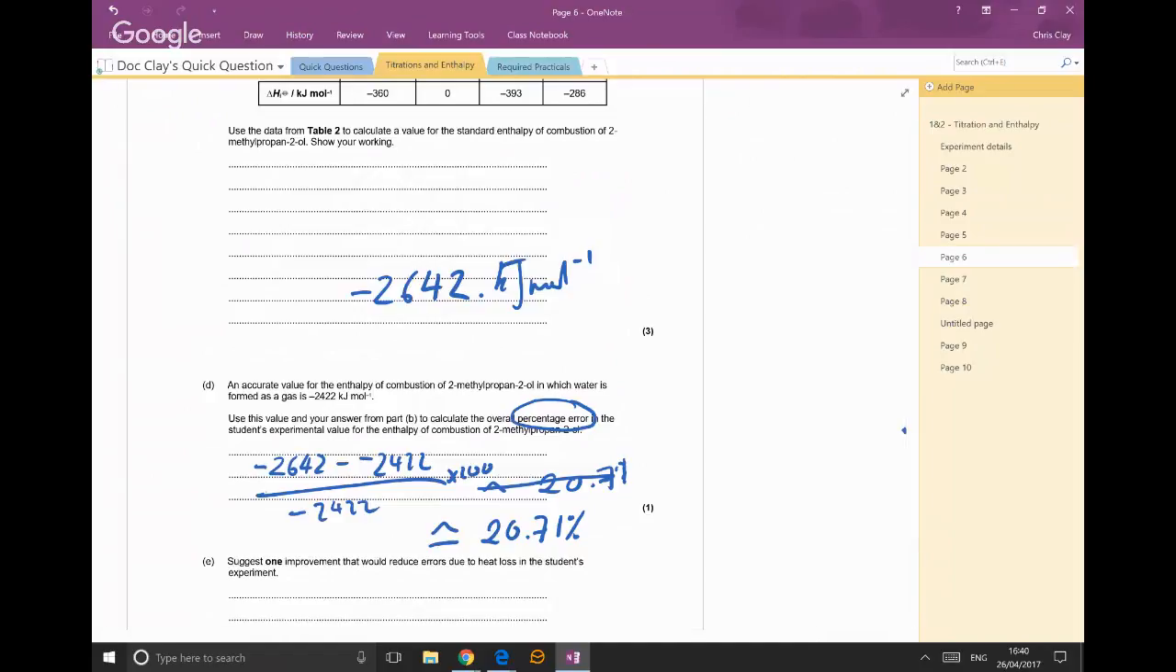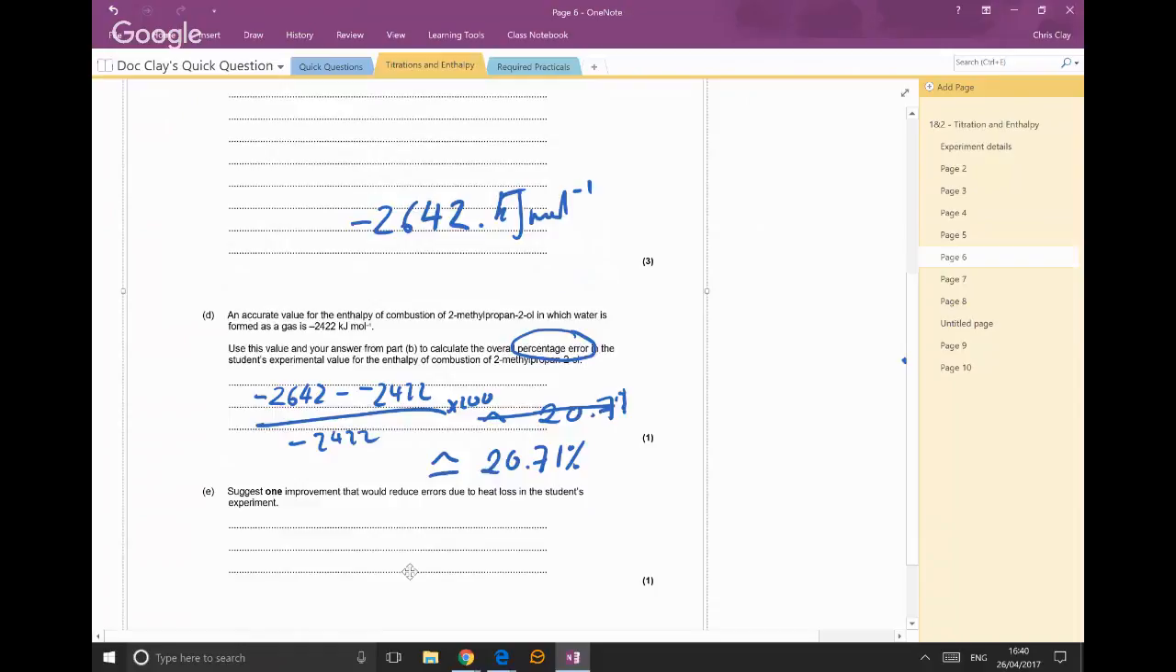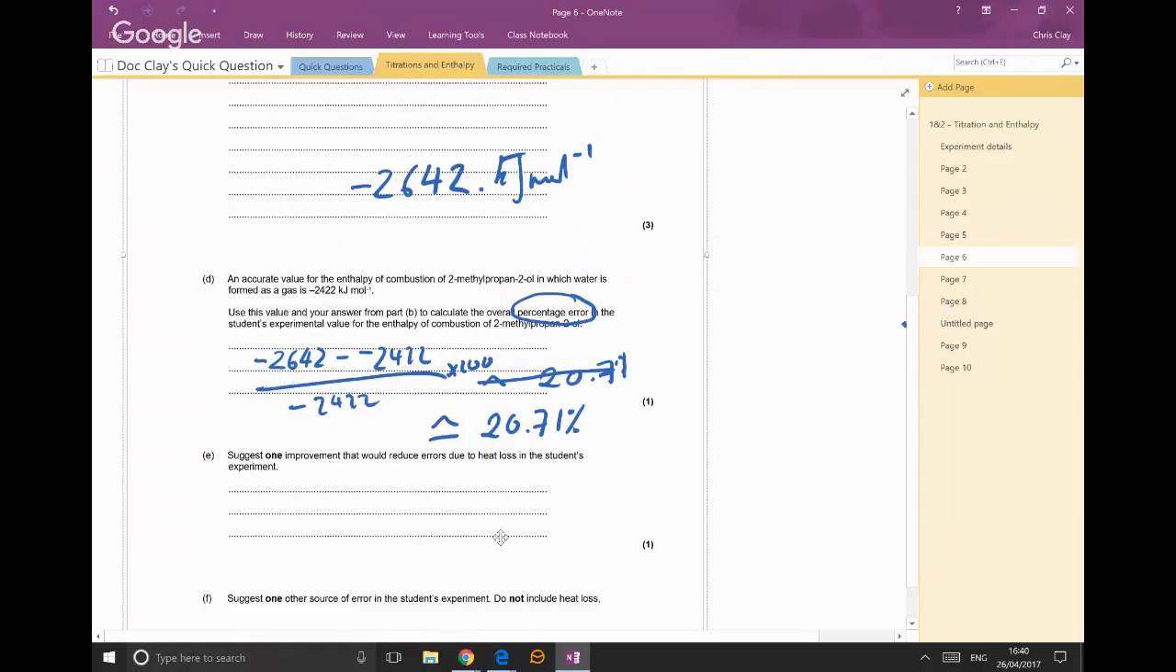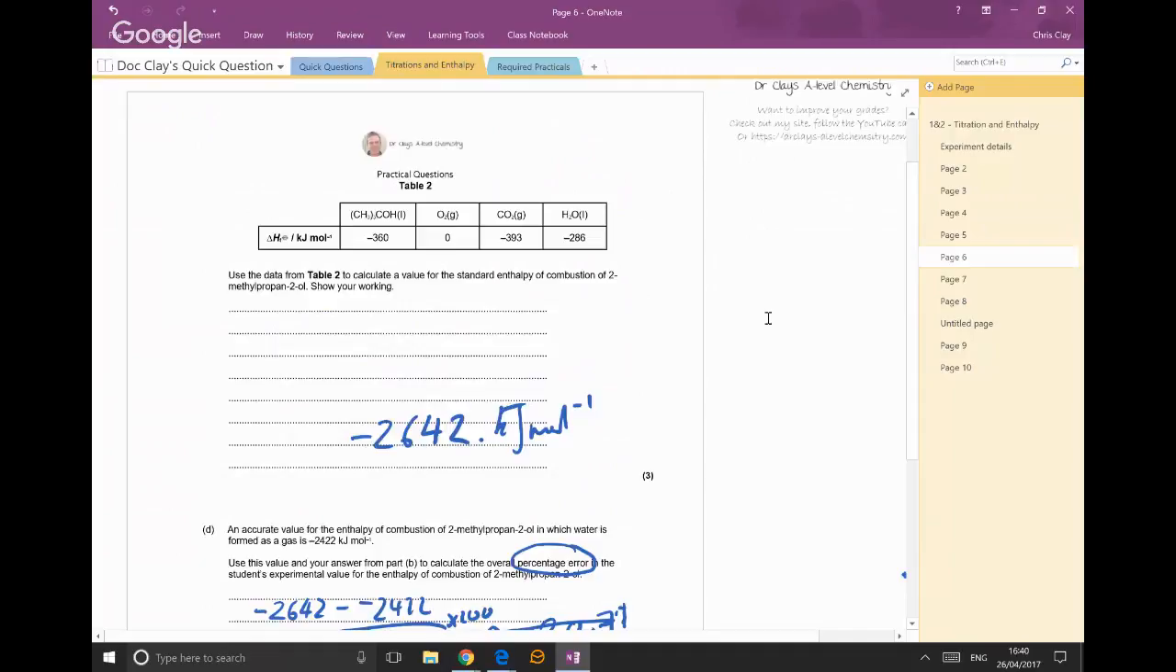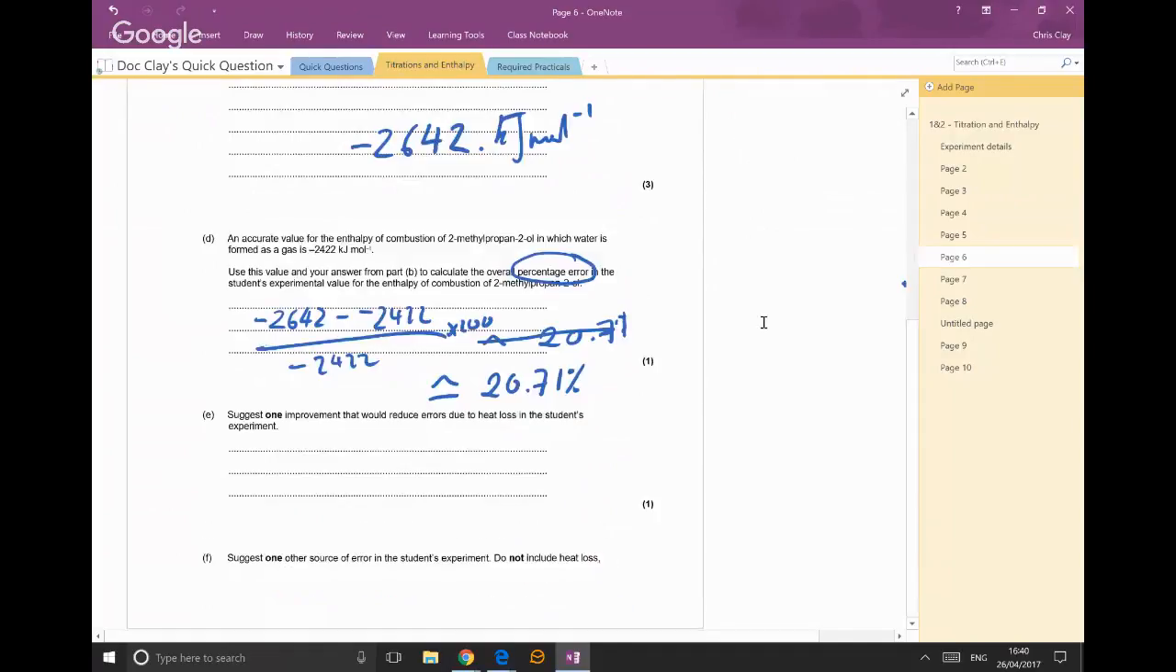Okay, how could we improve the experiment here? Suggest one improvement that would reduce errors due to heat loss in the student's experiment. So there you could come up with a host of different ways. You're looking at the practical. You've got to think of a way of reducing heat loss.